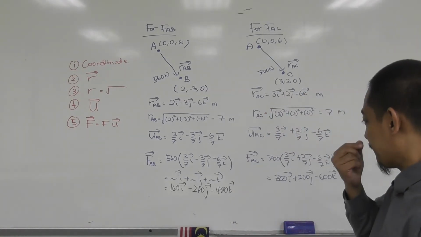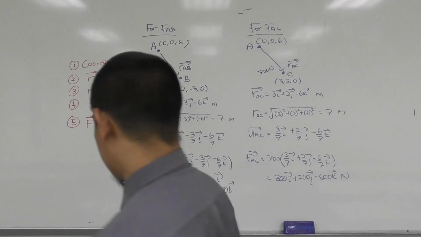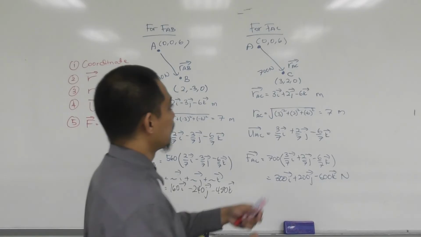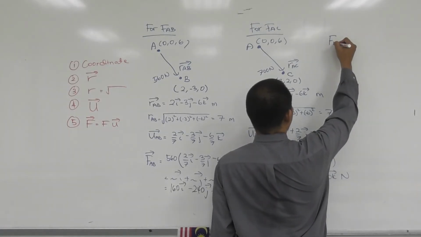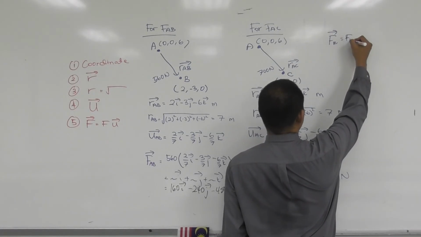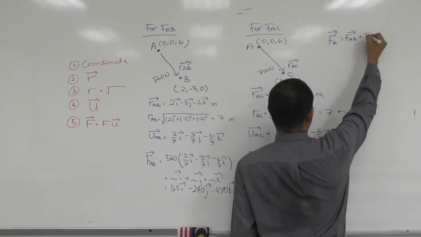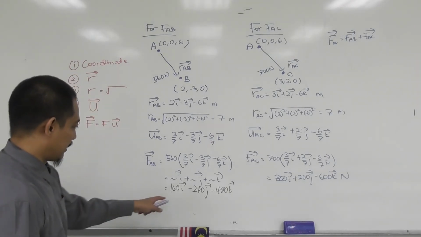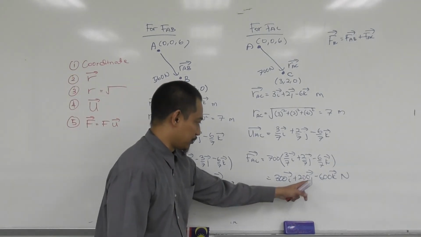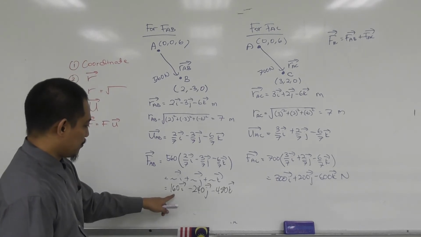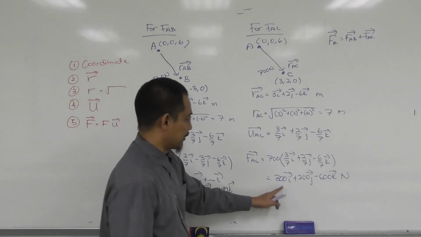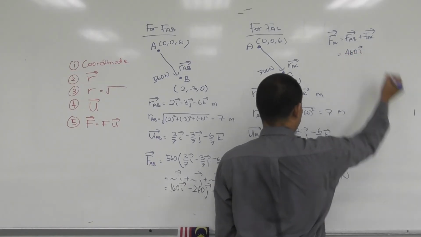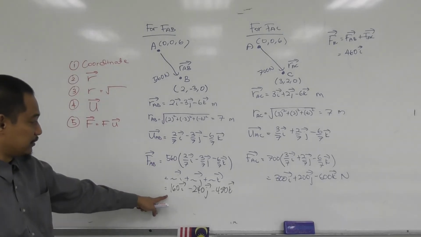Alright. So having that, what we need is the resultant, right? So FR is simply just FAB plus FAC. So what we do is we already have the X component, Y component, Z component. So for the X component, 160 plus 300 becomes 460i. Right? 300 and 160 becomes 460.